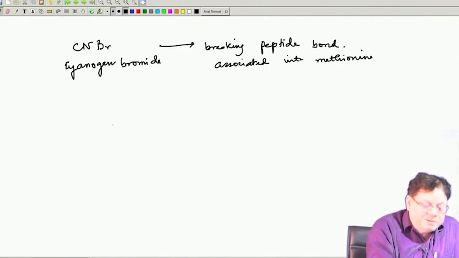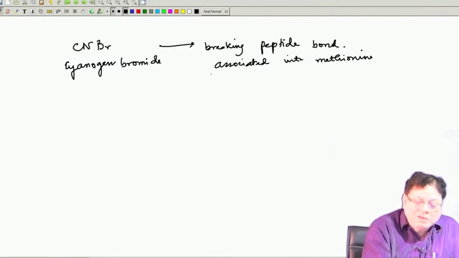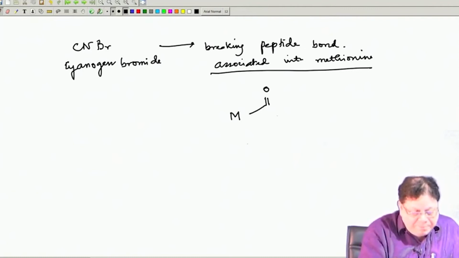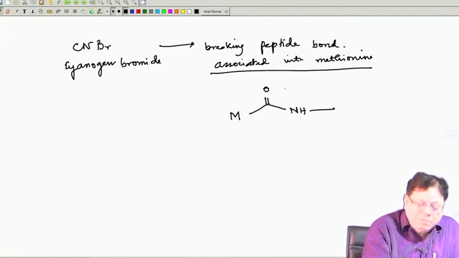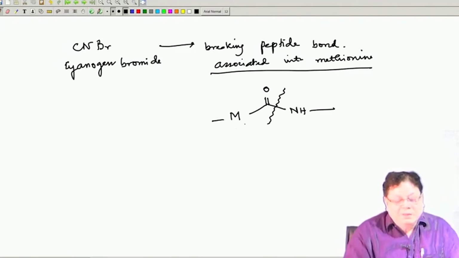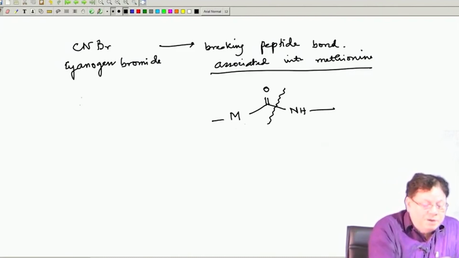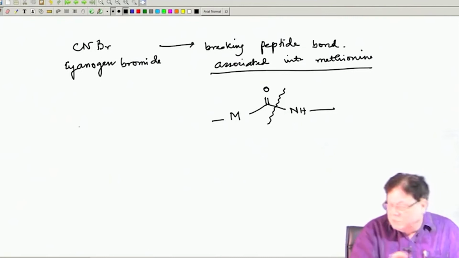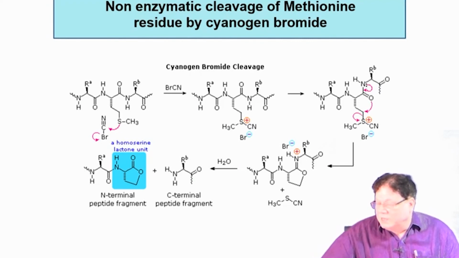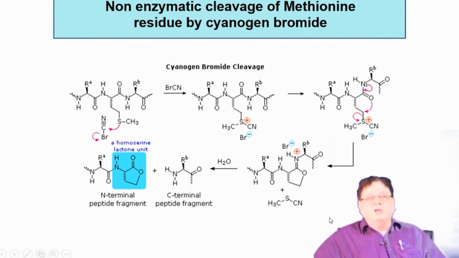The chemistry that takes place is, first of all, associated means, again you have to be very clear that if it is methionine, the code is N, and if it is NH, then this is the bond which is being cleaved, that is by cyanogen bromide. Now, let us try to draw the mechanism, or the mechanism might be given here in the slides. I can show it here.